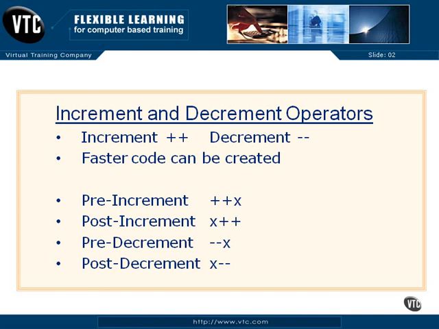Now, most optimizing compilers will figure out when you create a construct of adding one to the value of a variable, and they'll create the best code that they can. But it never hurts to tell the compiler exactly what you want, and that's what increment and decrement do for you. There's a pre-increment and pre-decrement, and there's a post-increment and post-decrement as well. We're going to take a look here in a second at what that means and how to be careful about how to use those.